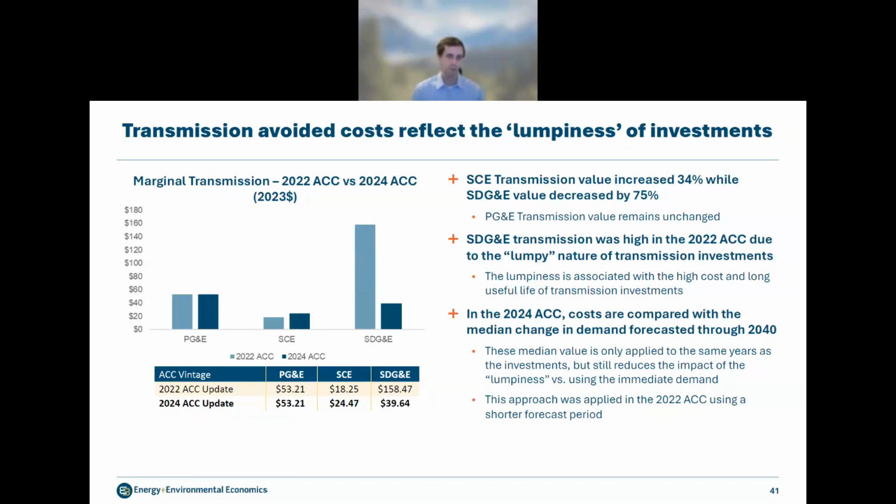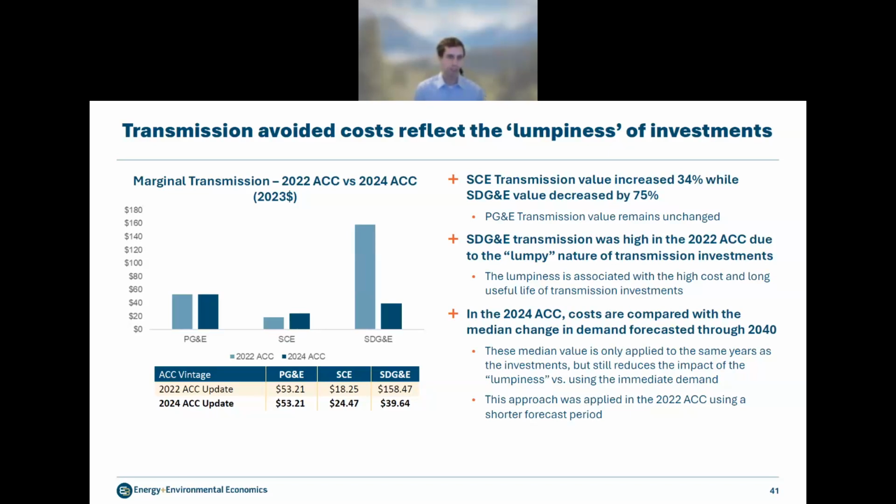All while following the same methodology as the prior cycles and simply based on updates to what transmission investments are taking place right now and what the expected load growth looks like. So this gets into the lumpiness. When we talk about the lumpiness of transmission investments, it refers to the fact that transmission investments can both be very large investments and they have long useful lives, but those investments aren't necessarily evenly spread out over time.